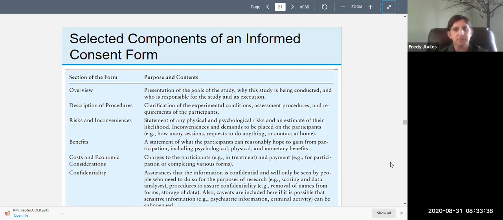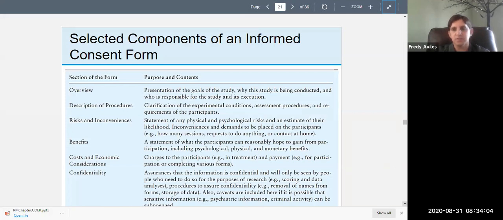Cost and economic considerations. You can also describe if there's any kind of payment, if the participants really have to pay for anything, or if they get paid, or if there are other benefits to the participants, in which maybe they're testing some drug which could be beneficial and might cure them or reduce their symptoms or something like that. There's stuff like that that could be mentioned as well.